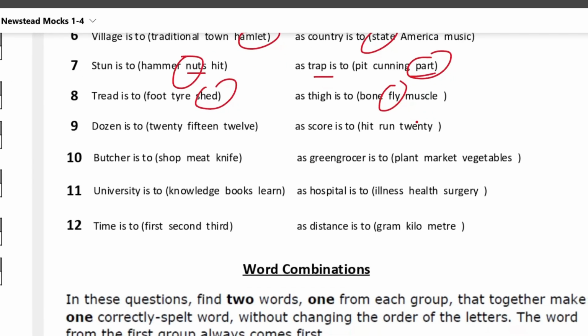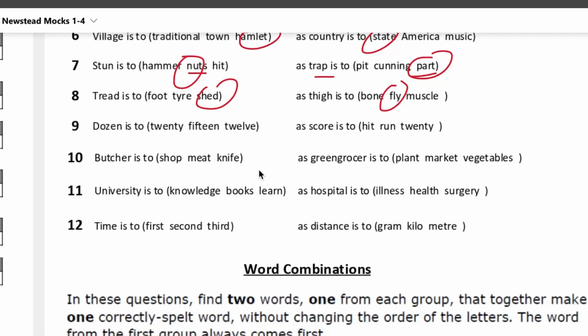Question number 9, we have dozen is to, these are talking about numbers. So you need to know that dozen is equal to 12. And score, if you've ever heard of four score and twenty years ago in Abraham Lincoln's speech, score means 20.